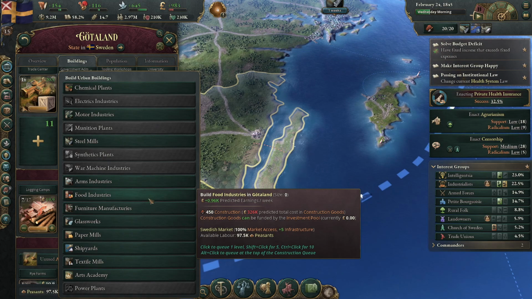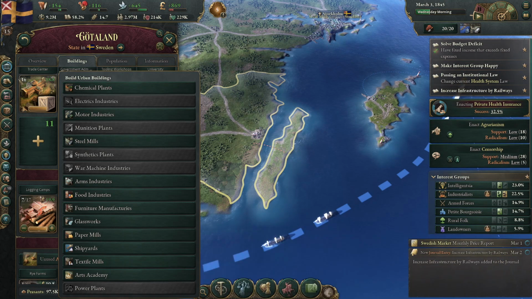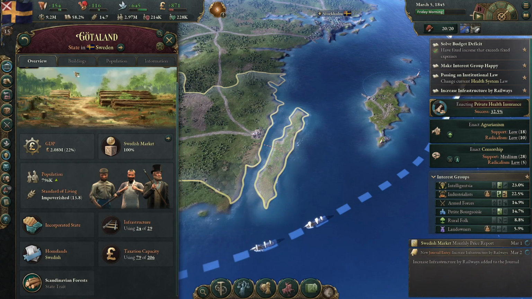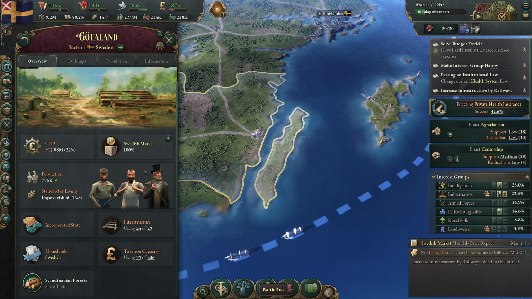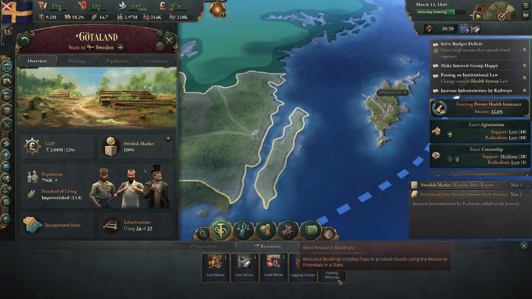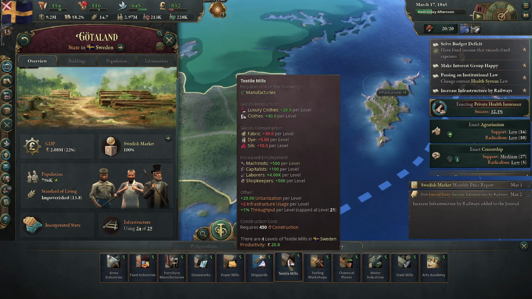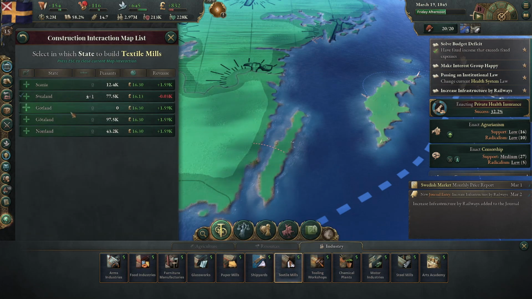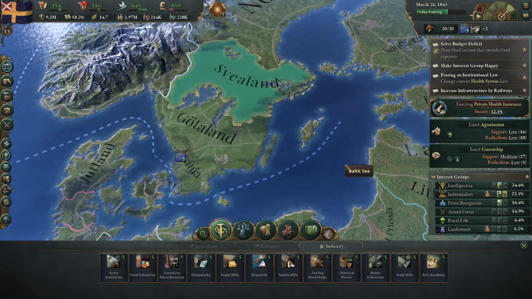Don't understand that. Textile mill, it's not clothes factory. That would make a profit. What's the infrastructure? We've got 24 out of 29. We've got fairly hot inflation. Right. Just want to do it this way. Resources, industries, clothes, textile mill. I think we're going to put a textile mill in there.